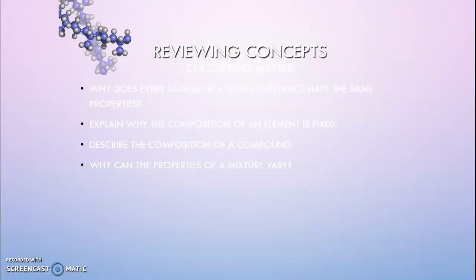Okay, so just some things to think about. Thinking about properties: why does every sample of a given pure substance have the same properties? Think about why the composition of an element is fixed. Describe the composition of a compound, and the answer to why the properties of a mixture can vary. It's good to go back and review our concepts. So I just put a little review in from those introductory concepts in section 1.